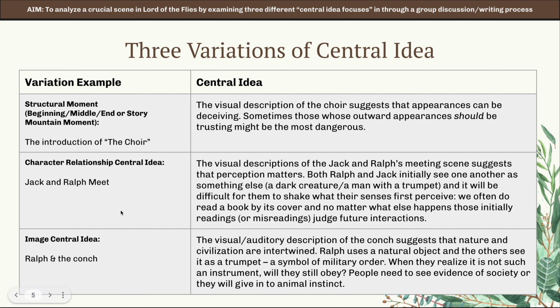I have 3 levels here, 3 central ideas. There's the introduction of the choir, there's Jack and Ralph's meeting, a character relationship idea, and then there's the conch. In each idea, I'm going to link it to a literary technique and narrative strategy, which is what we have to do on the Regents exam, and show how that technique or that strategy leads to an idea. So to me, in this scene, if we're focused on the choir as being introduced, the visual description of them suggests that appearances can be deceiving.